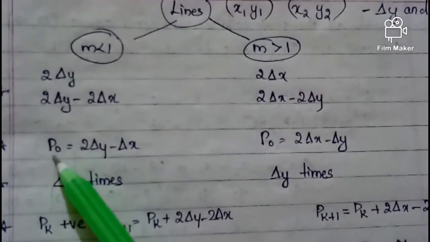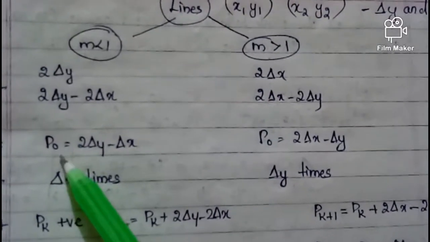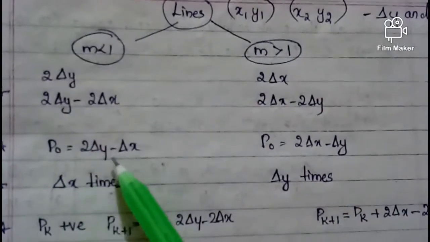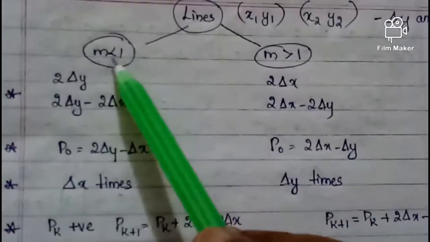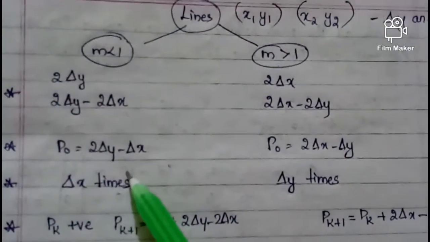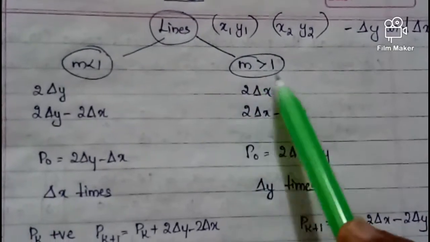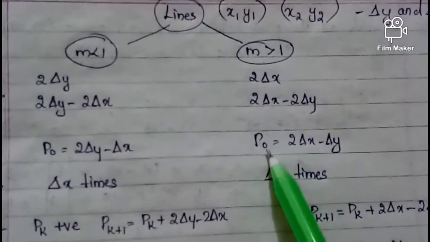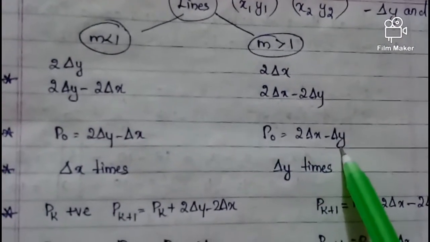Initial decision parameter is represented by P0. The equation to find P0 is equal to 2 delta y minus delta x if it is a slope m less than 1 case. But if we are dealing with a case of slope m greater than 1, then the equation to find P0 is equal to 2 delta x minus delta y.